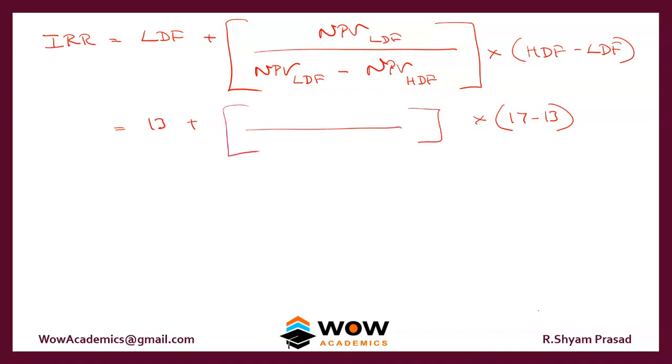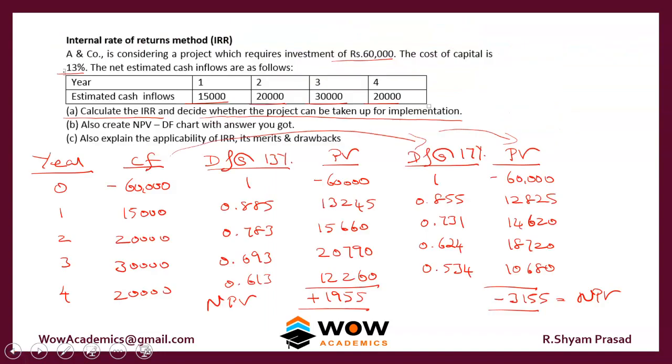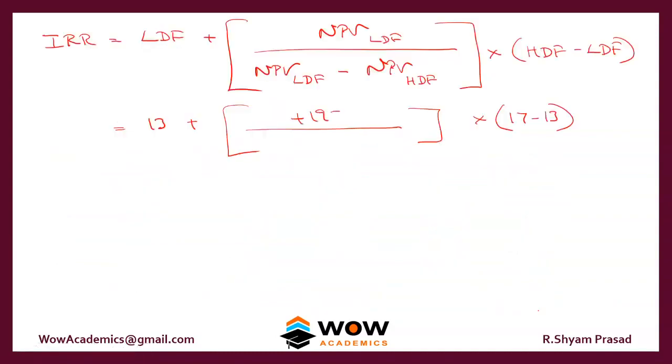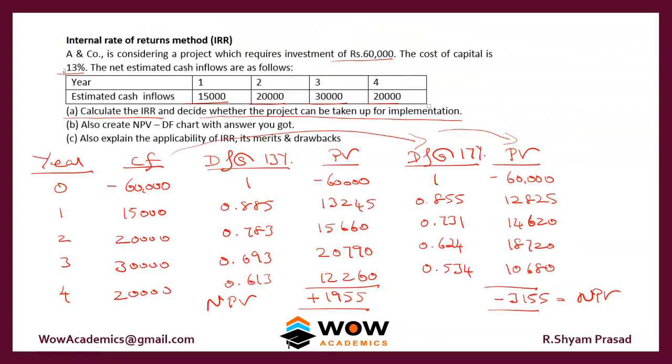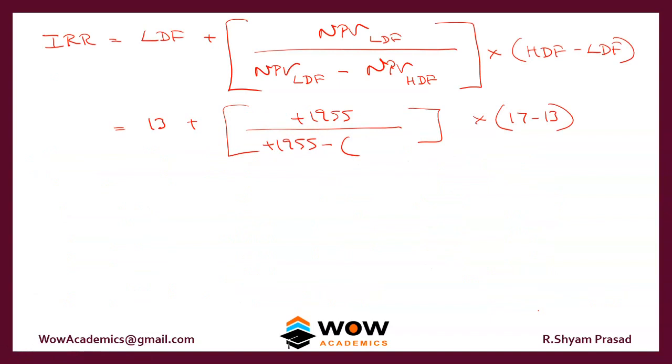We have to get the other numbers. So NPV at lower discount factor is 1955. That's a plus number, 1955. Minus, there's a minus in the formula. Again, there's a minus with the higher discount factor NPV, minus 3155, minus 3155. Once we have inserted these numbers, the answer will quickly come to us. As minus and minus gets added, we will arrive at a positive number, 5110. So that is a positive number.